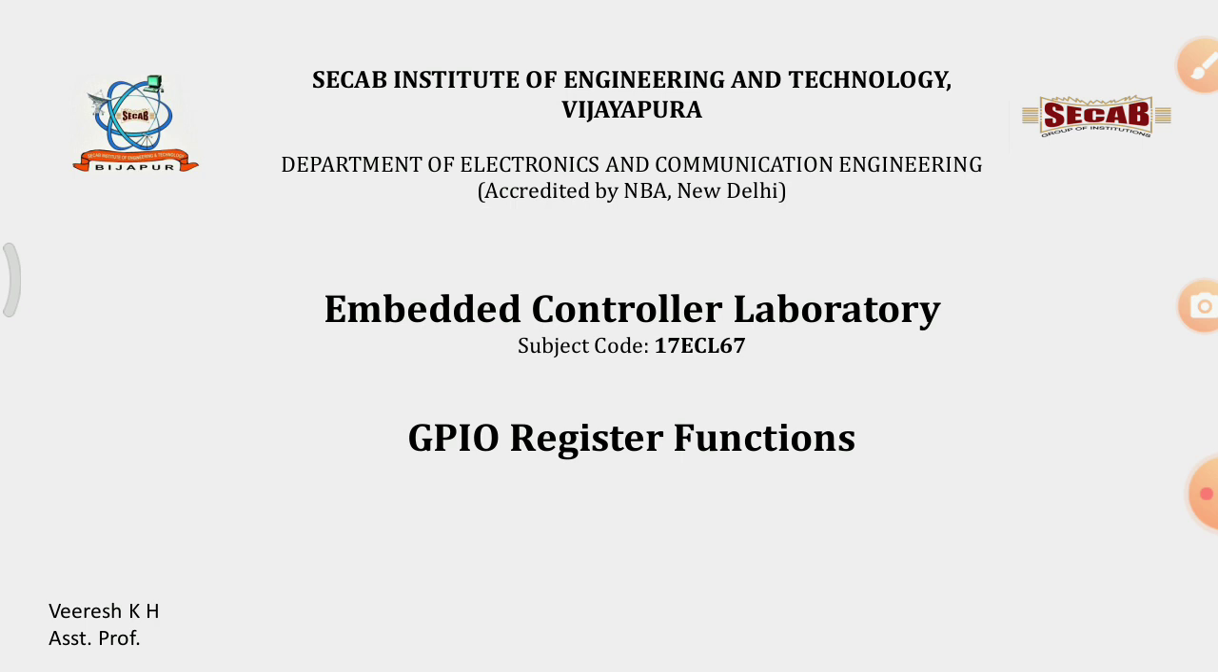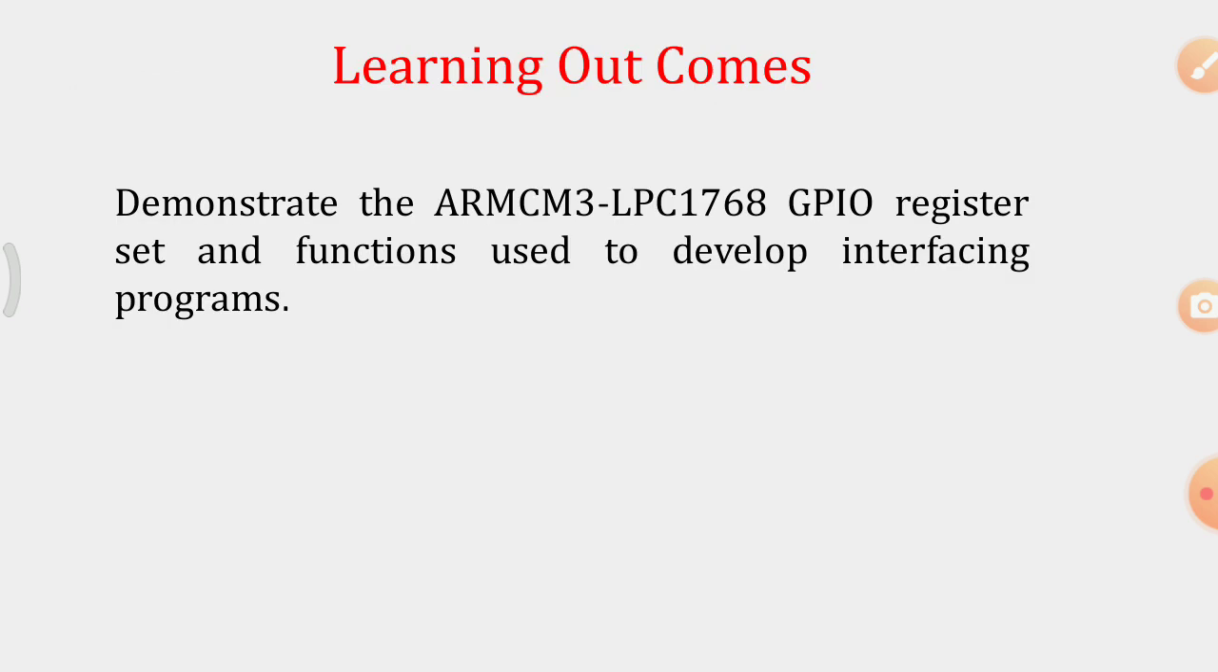Now I'm starting with the embedded controller laboratory. Before beginning with this laboratory, we should know the GPIO register functions of ARM Cortex M3. After going through this section, the students will be able to demonstrate the ARM Cortex M3 LPC1768 microcontroller unit, GPIO register set and functions used to develop interfacing programs on ARM Cortex M3.